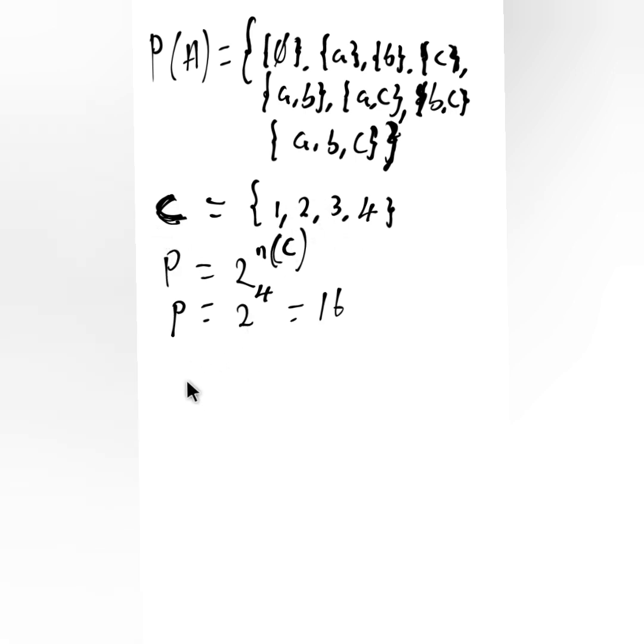Now let's list them out. Of course, the first subset is the empty set. So this is the first subset, the empty set. Now the next ones are each of these elements. And the first element here is 1.